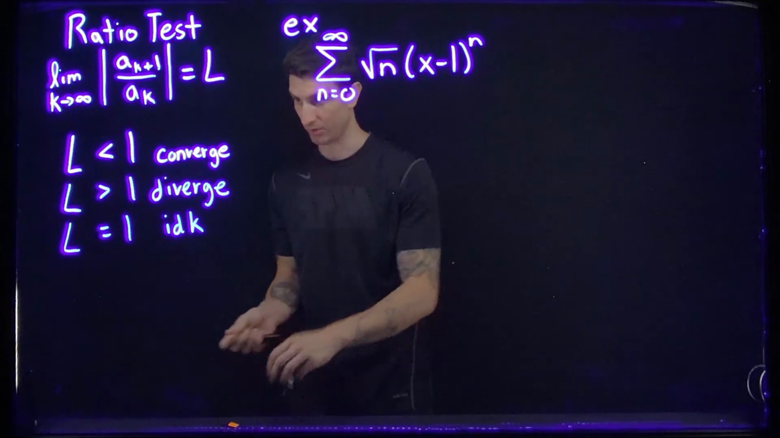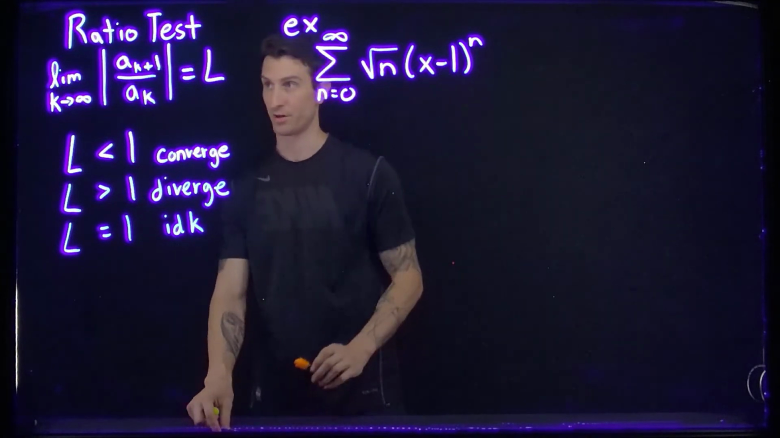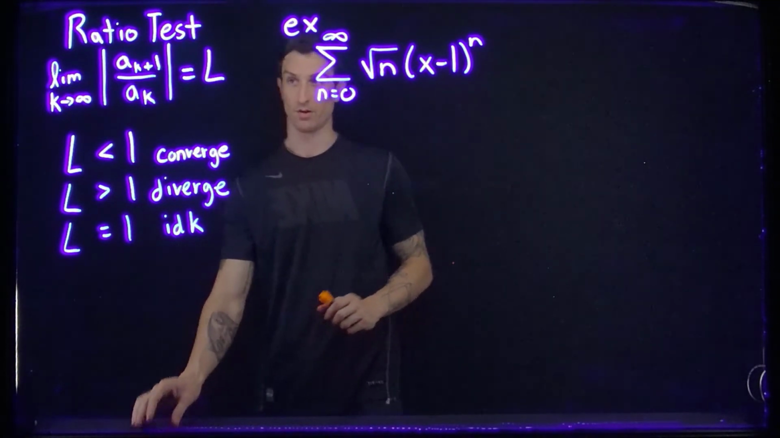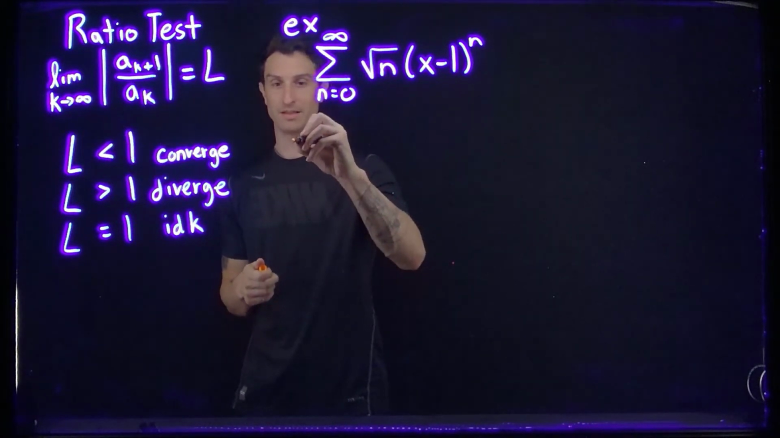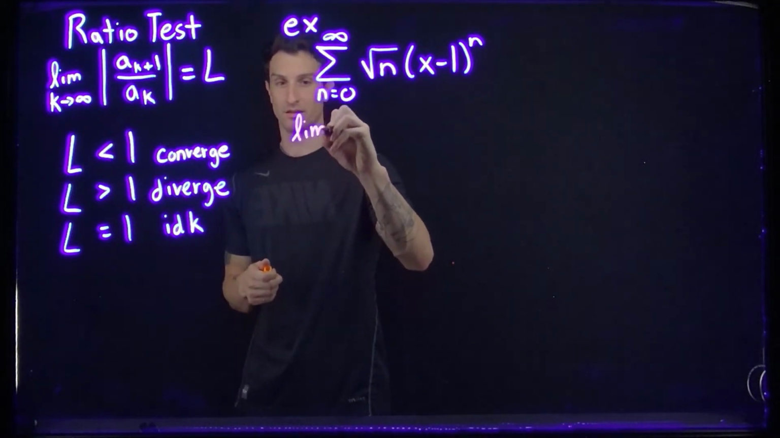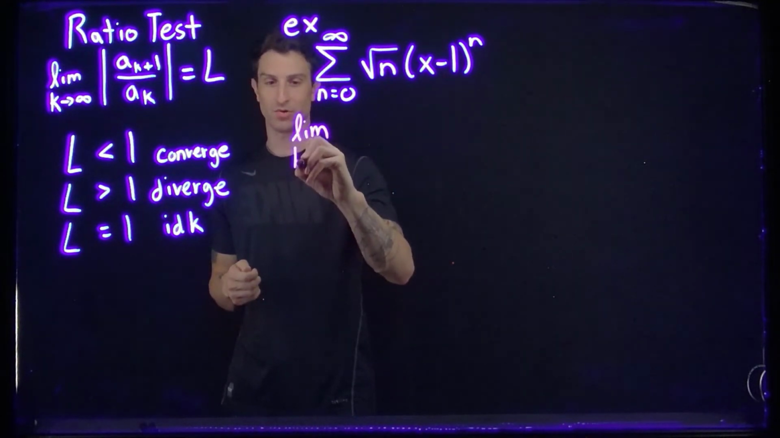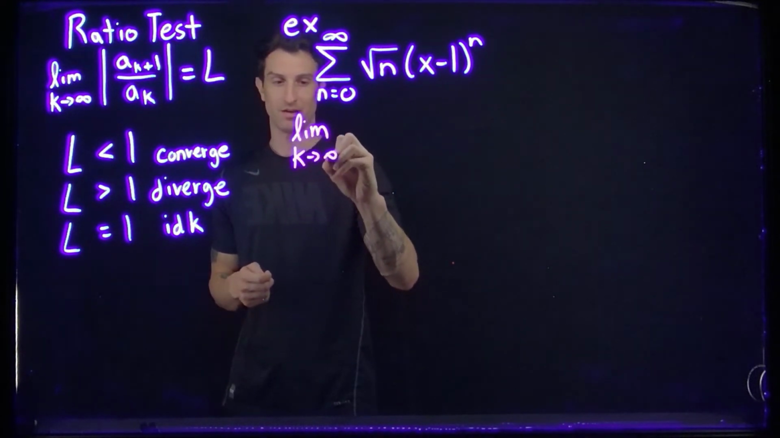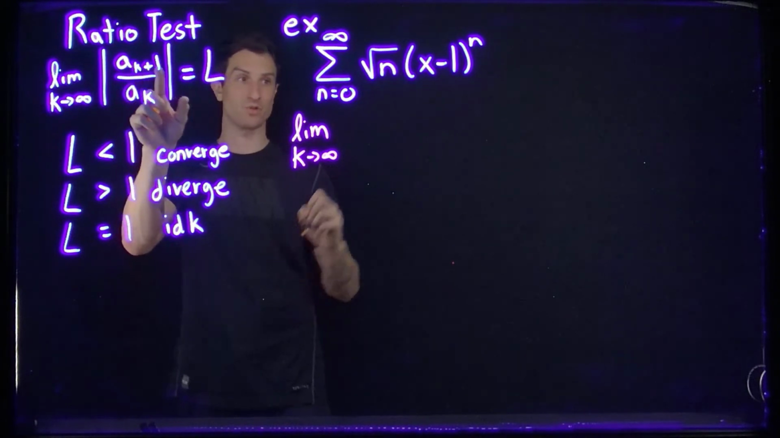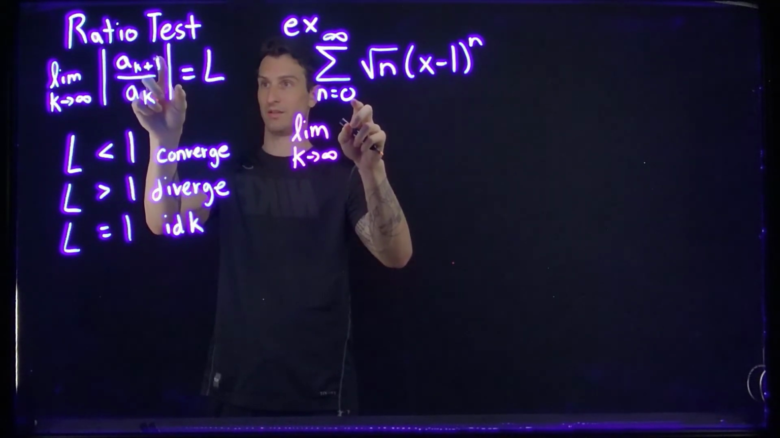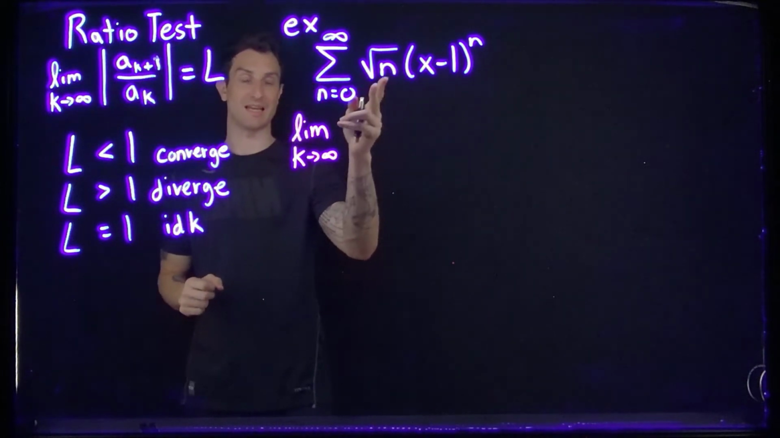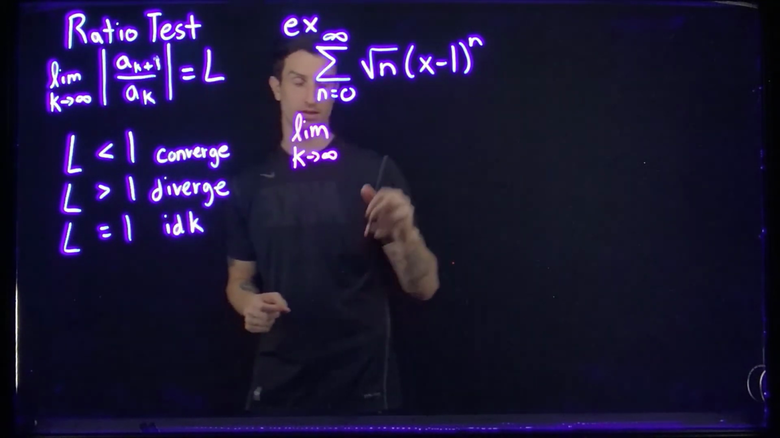Okay, so let's get into this first part of the problem. How do we even set this up? Well, let's just start with the limit as k goes to infinity. And now a sub k plus 1, instead of these n's here, we're just going to switch the n's out with k plus 1's.